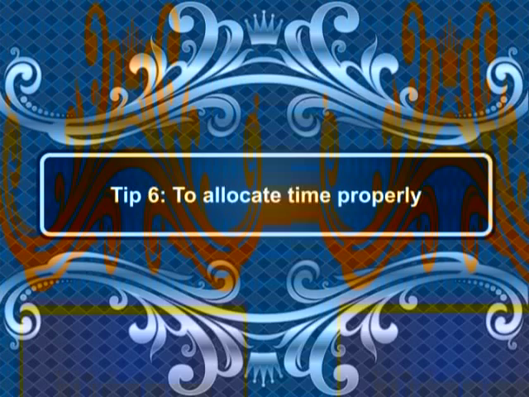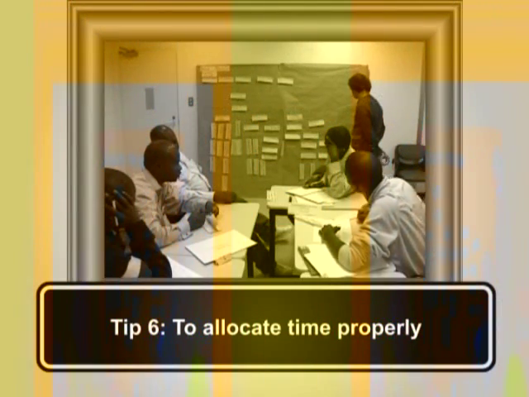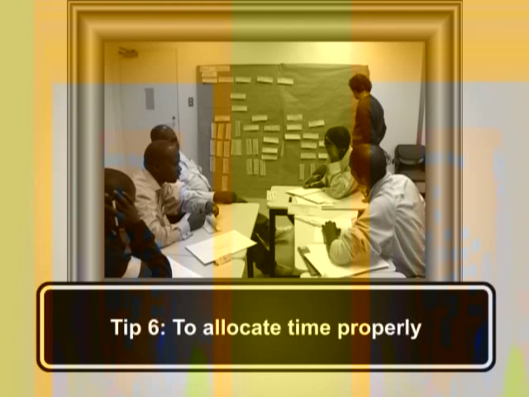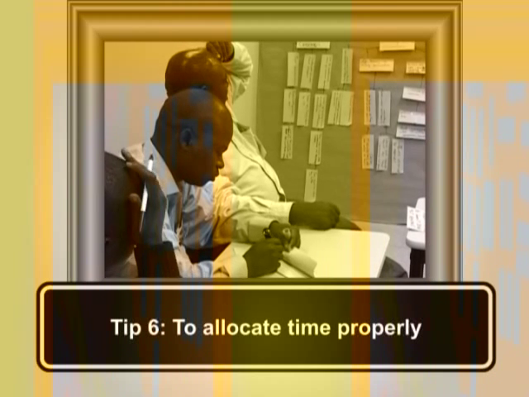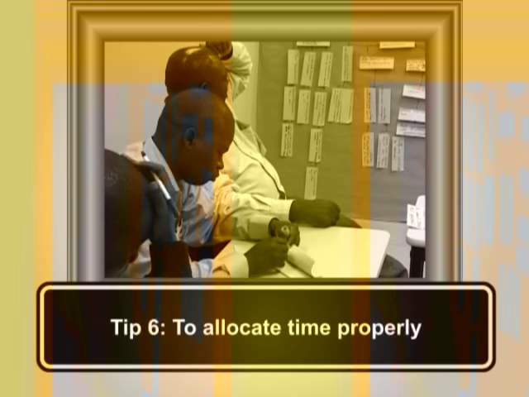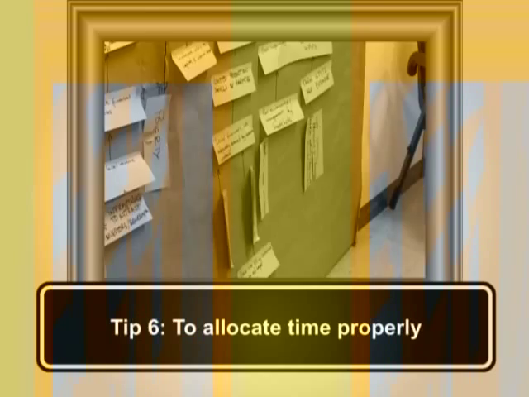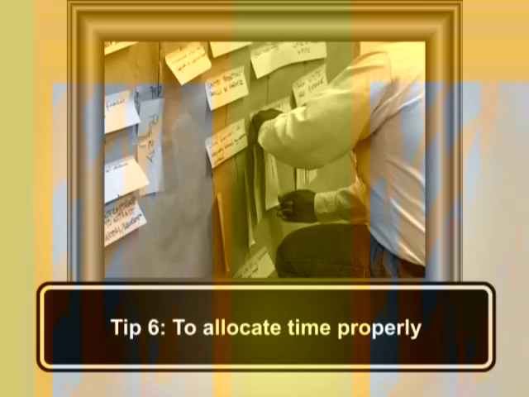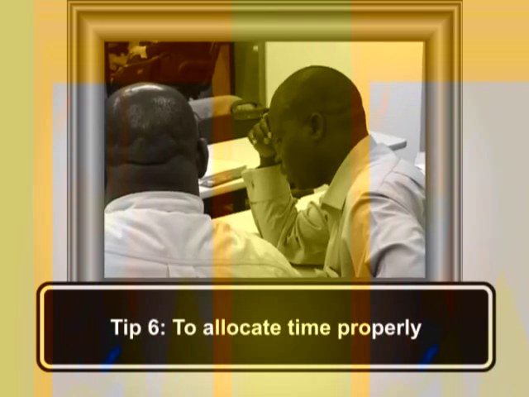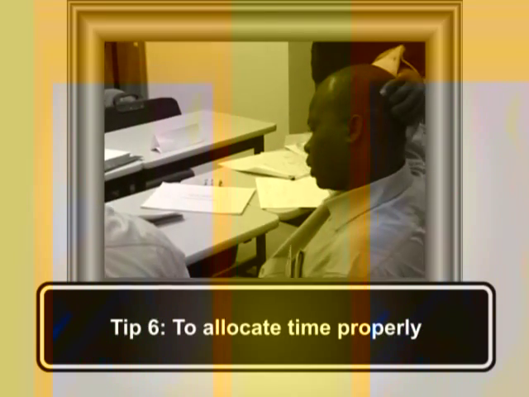Tip 6. To allocate time properly. In making a problem tree, please try to allocate as much time as possible to have a sufficient number of cards with problems written on them and to clearly identify causal relations.